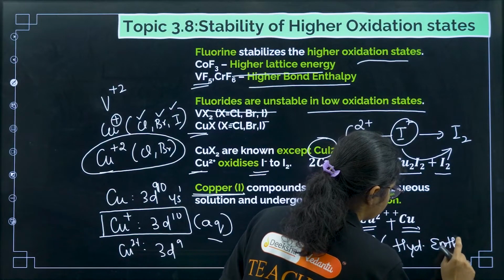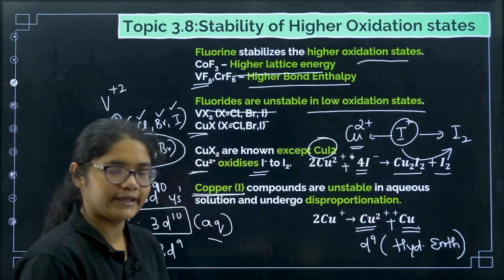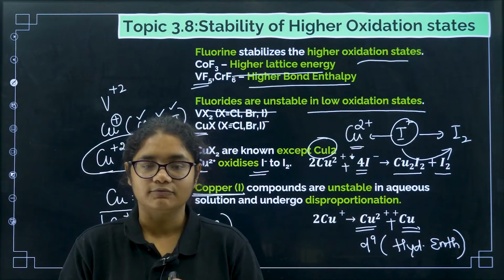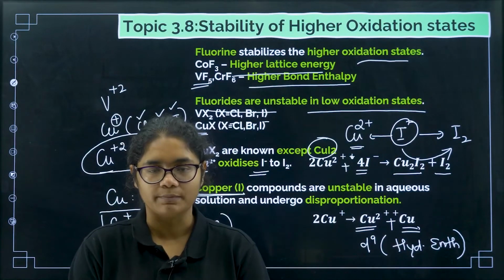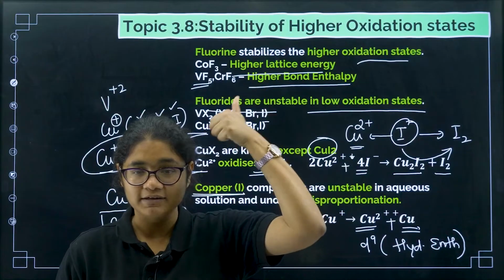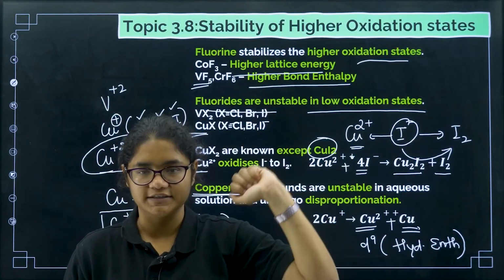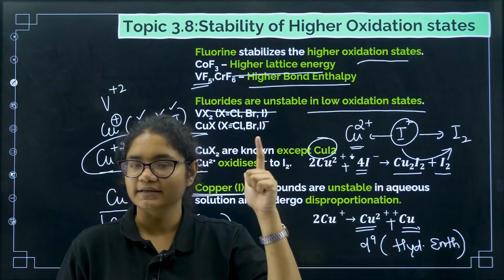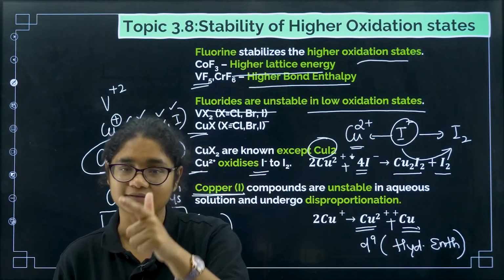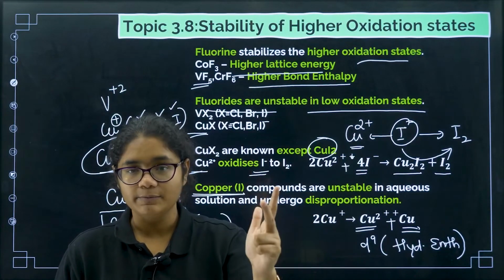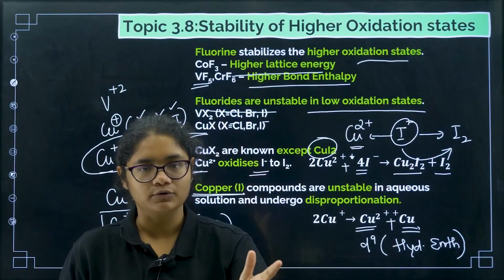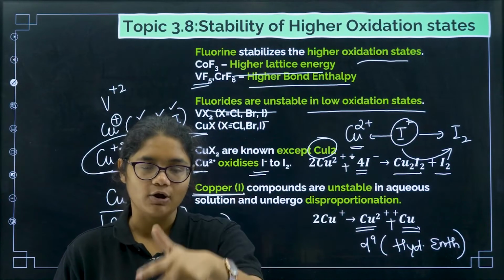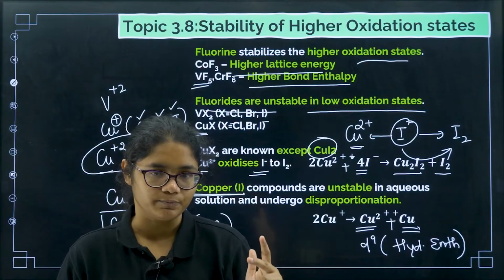Hydration enthalpy of Cu2+. Clear? Once again, what is the story of copper? Let us understand. First point, copper has two oxidation states, +1 and +2. Second point, Cu+ can bind with chlorine, bromine as well as iodine. Third point, Cu2+ binds with chlorine and bromine, not with iodine. It oxidizes I- to I2.